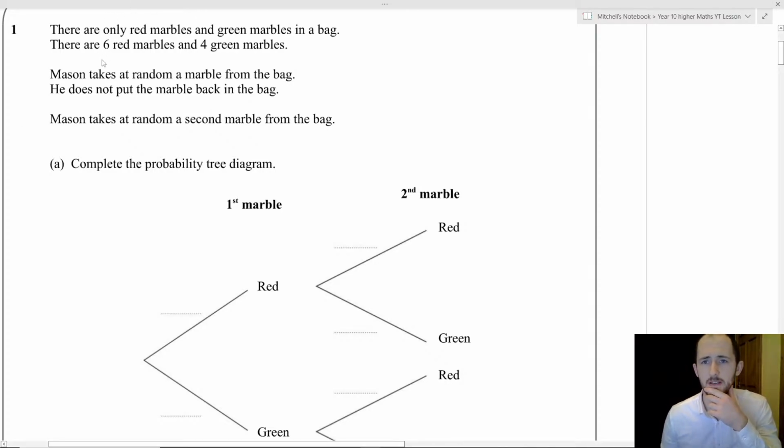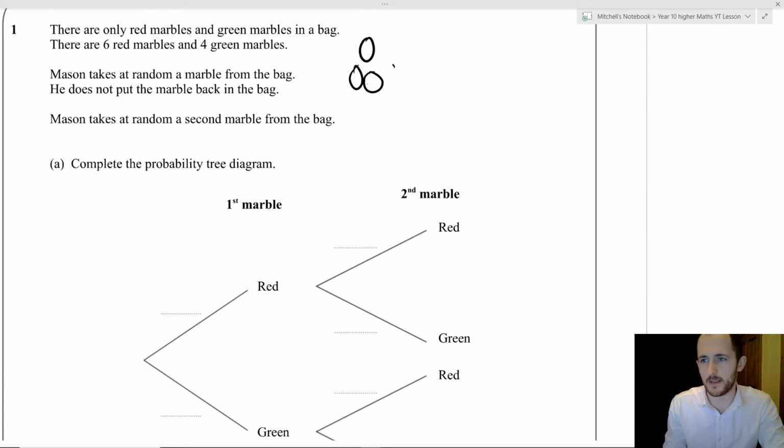For the first one, it says there are only red marbles and green marbles in a bag. There are 6 red and 4 green. Mason takes at random a marble from the bag. He doesn't put it back into the bag, and he takes a second one. Complete the tree diagram. With probability questions, it can help to draw out a diagram. So we have 1, 2, 3, 4, 5, 6, and we'll put little R's in here. So 6 red, and then we have 1, 2, 3, 4 green ones, right?